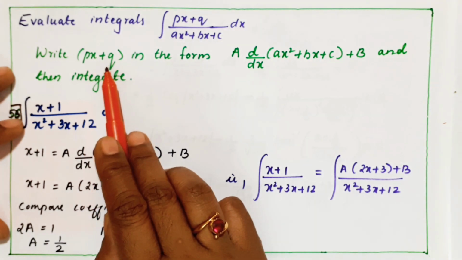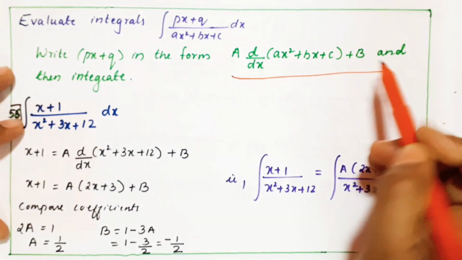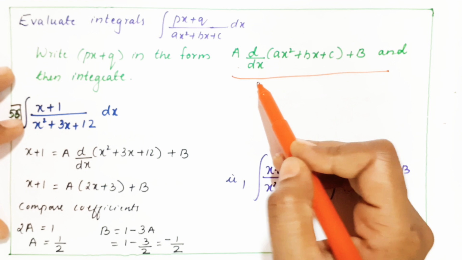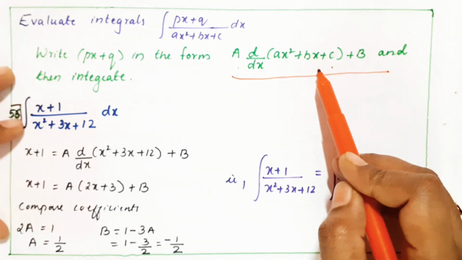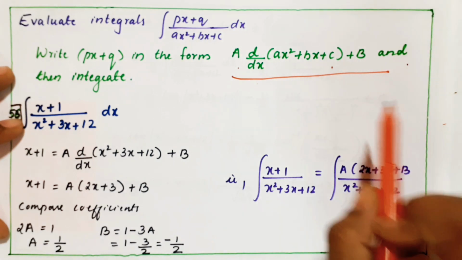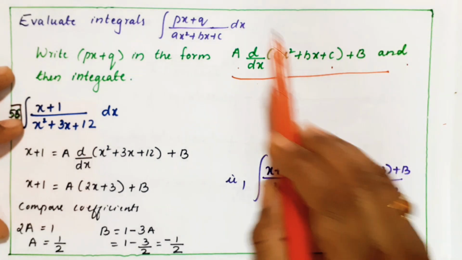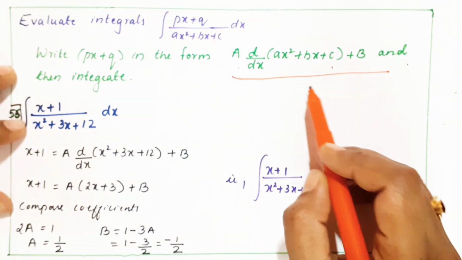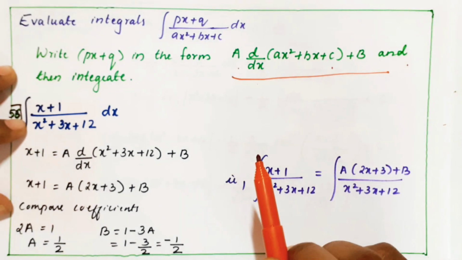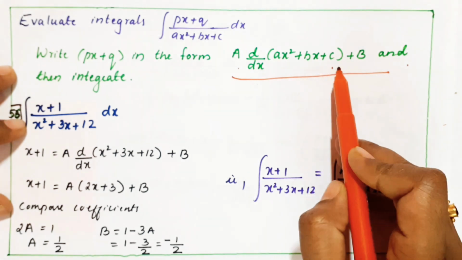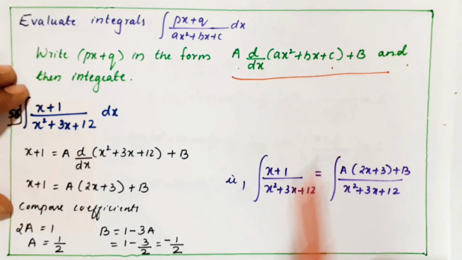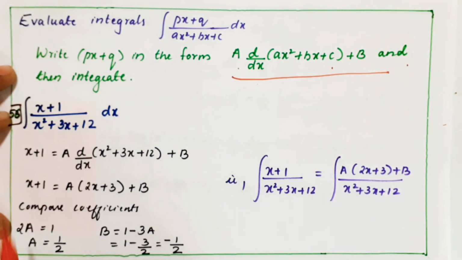Px plus q. You have to write it in the form of a into d by dx of ax square plus bx plus c, that is the term in the denominator, plus b, and then integrate. So if your question is like this, we have to make it like this. We will see with the question, then you will get more clarity.